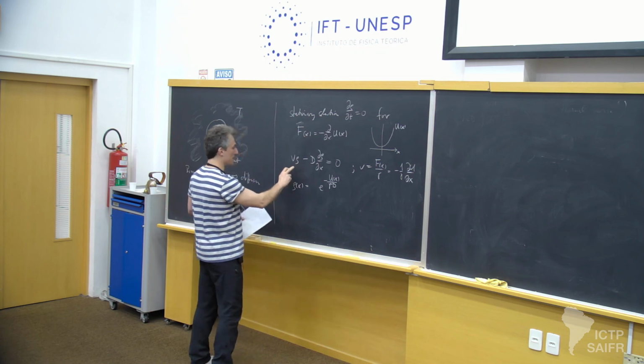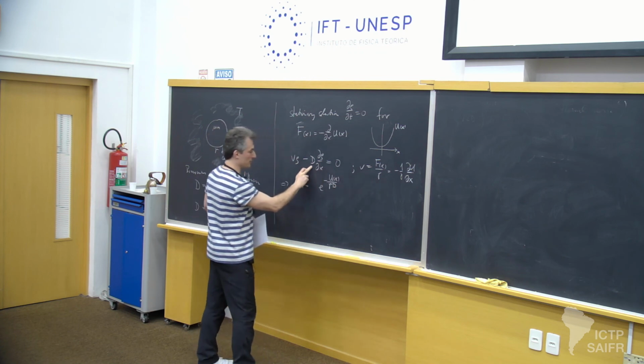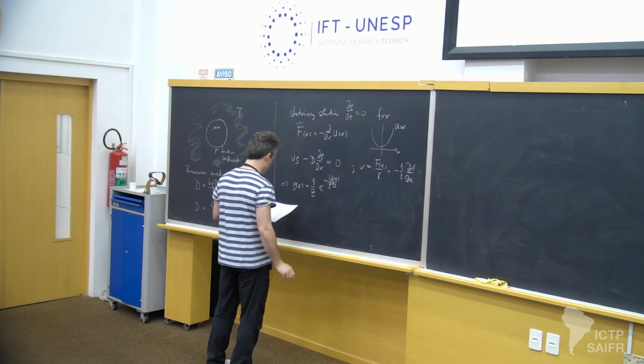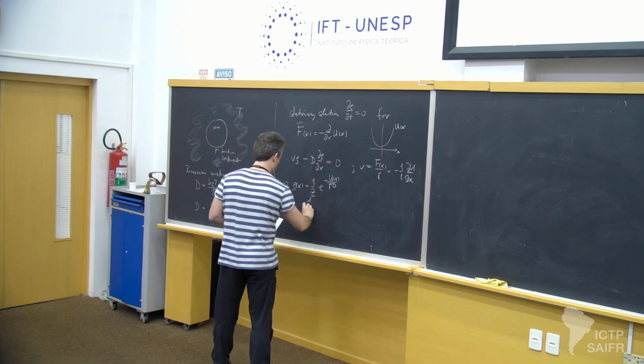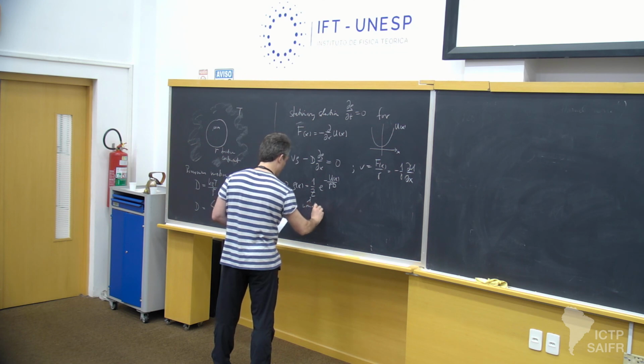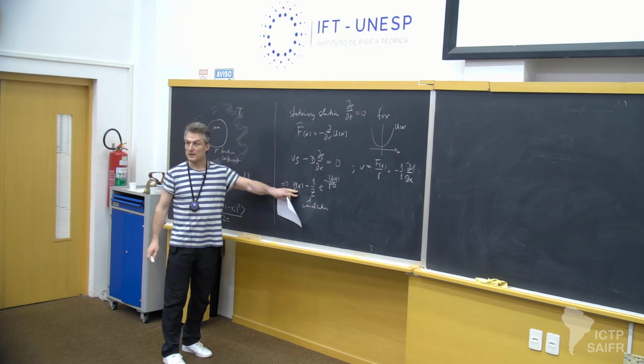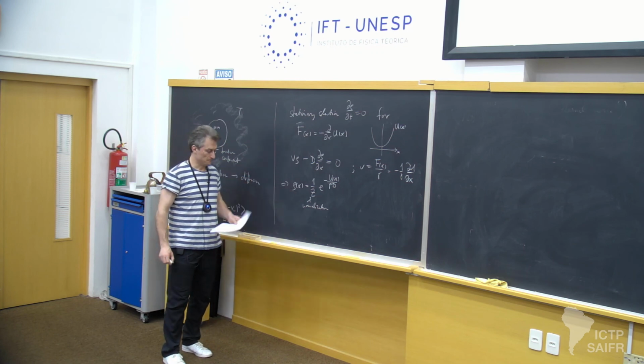So the gamma from here and the D from here. And then we need a normalization condition, because this is a probability density which has to be normalized.